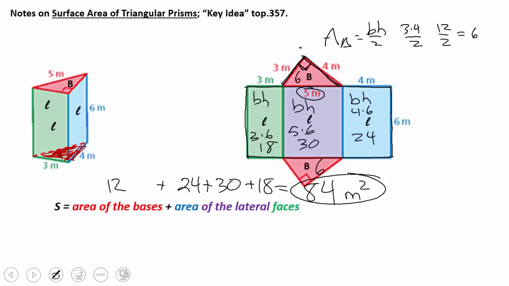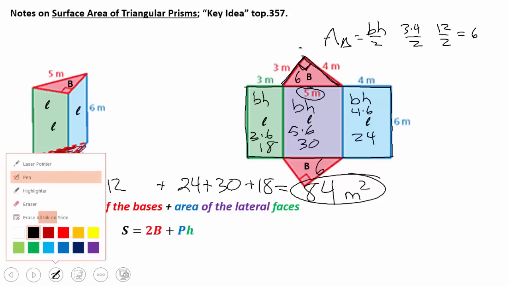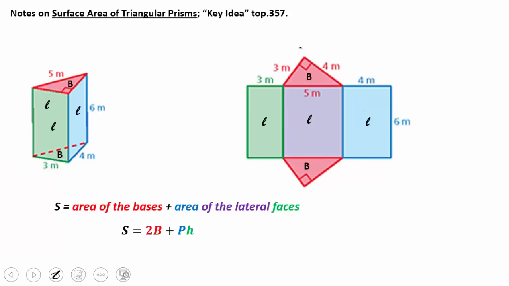Well, that's all fine and dandy, but once again, that's a lot of work. Ladies and gentlemen, let's do our formula. 2 times the area of the base plus perimeter times the height. I'm going to clear all this out. All right? And we're going to do it. 2 times the area of the base. Well, we've already done the area of base. We're not going to repeat it.